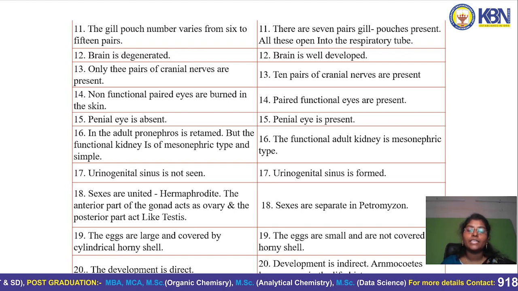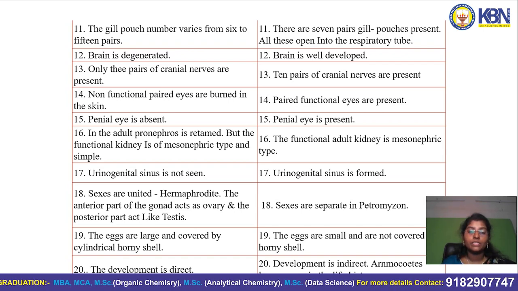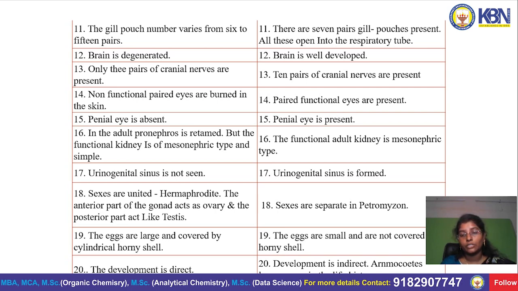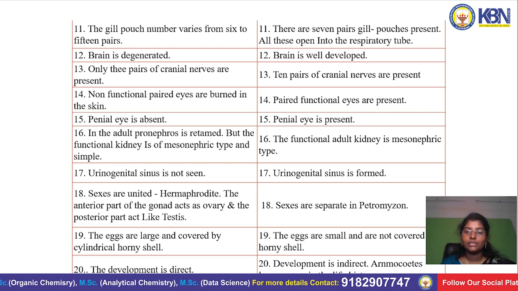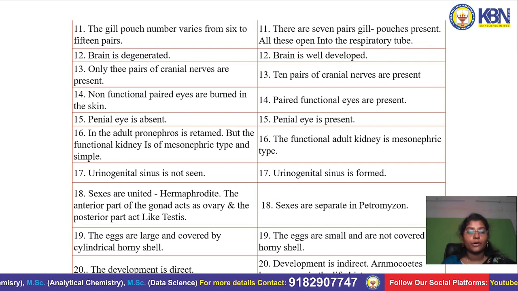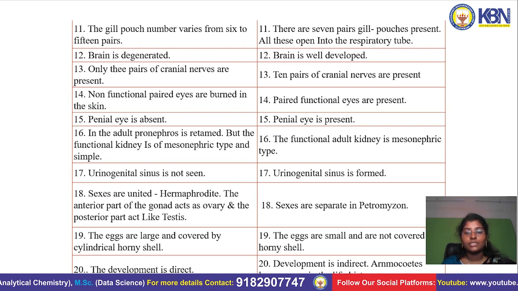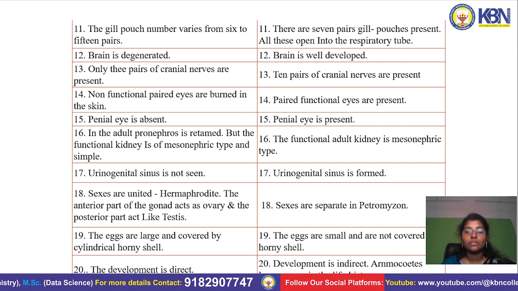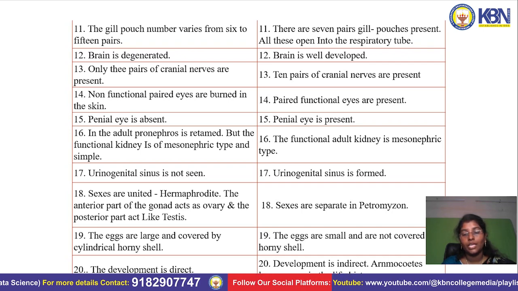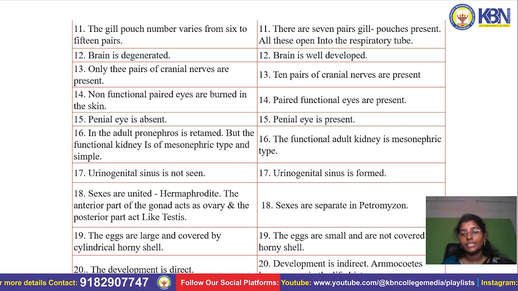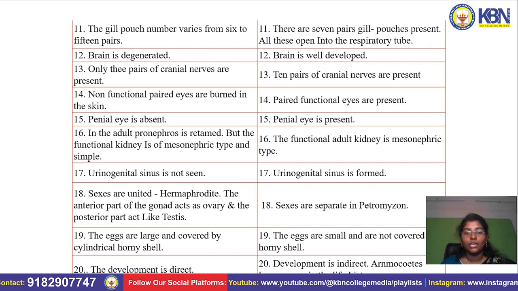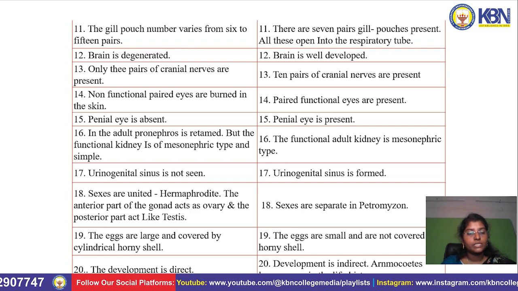Next, the pineal eye is absent in myxin. In petromyzon, the pineal eye is present. 16th point: in the adult, pronephros is retained, but the functional kidney is of mesonephric type and simple. In petromyzon, the functional adult kidney is mesonephric type. In myxin, the urinogenital sinus is not seen, but in petromyzon, the urinogenital sinus is formed.